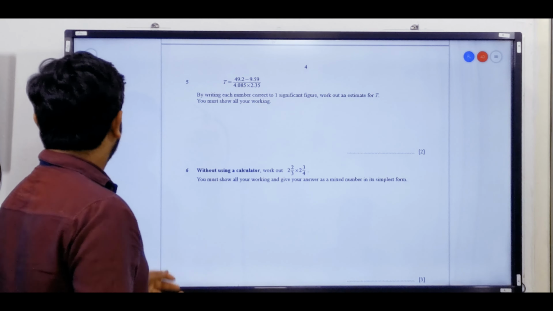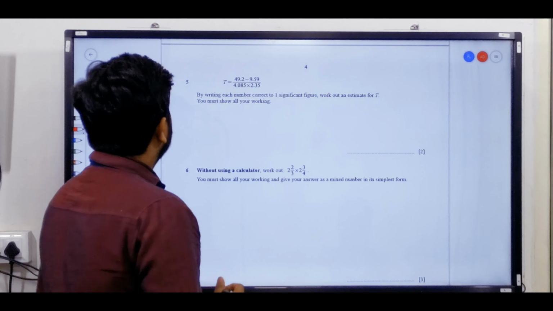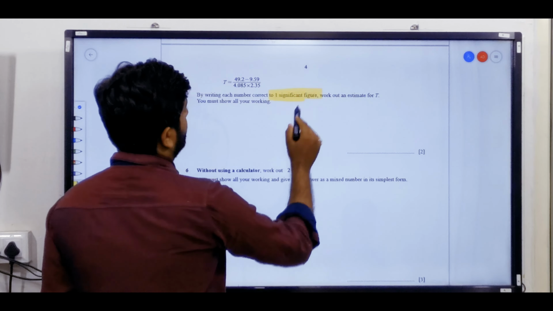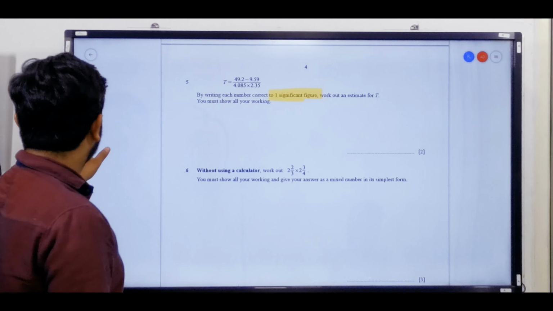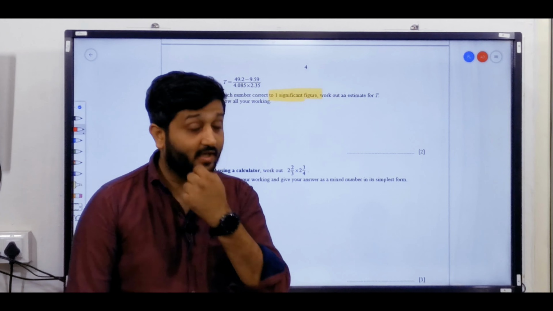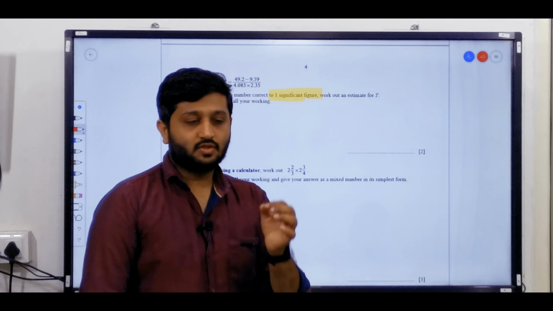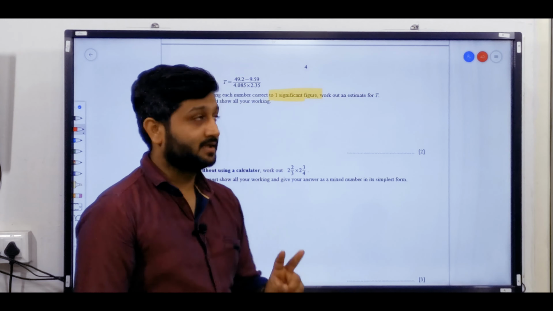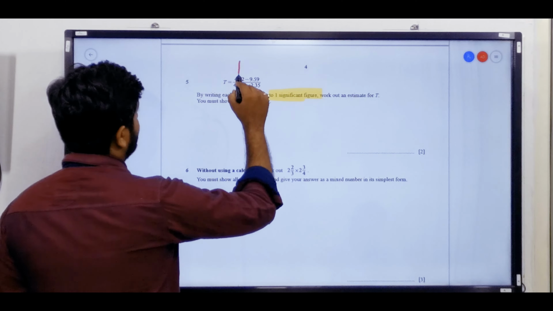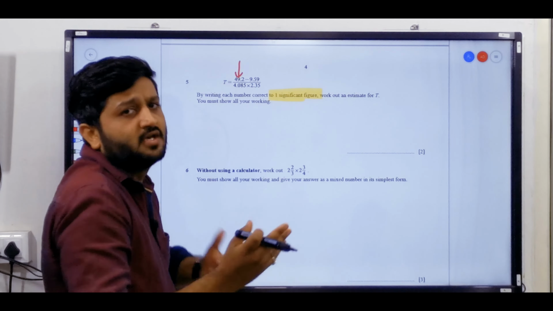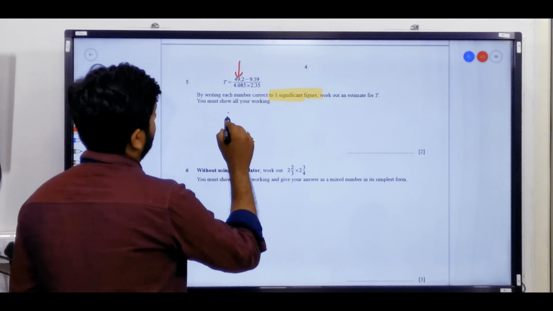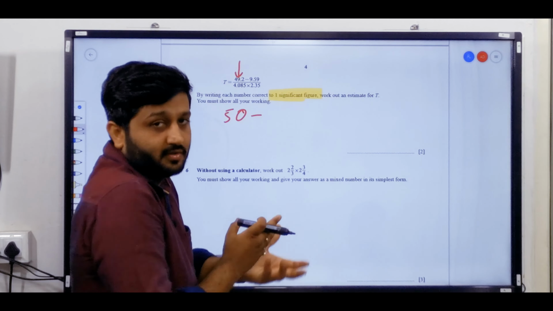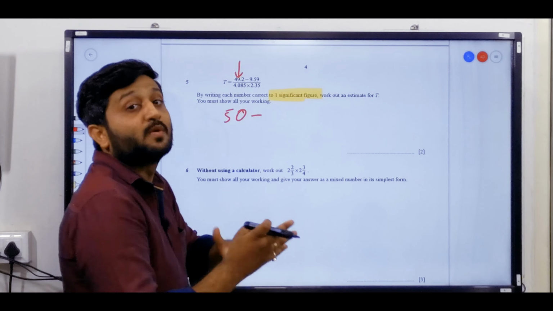Next question. By writing each number to correct one significant figure, work out an estimate of t. So what have they told us? We have to correct to one significant figure. So now what digit are we supposed to look at? We are supposed to look at the second digit. Here the second digit is 9, which is obviously greater than 5. So let us round it off. 49.2 will become 50. Here the second digit is 5, which is greater than or equal to 5.